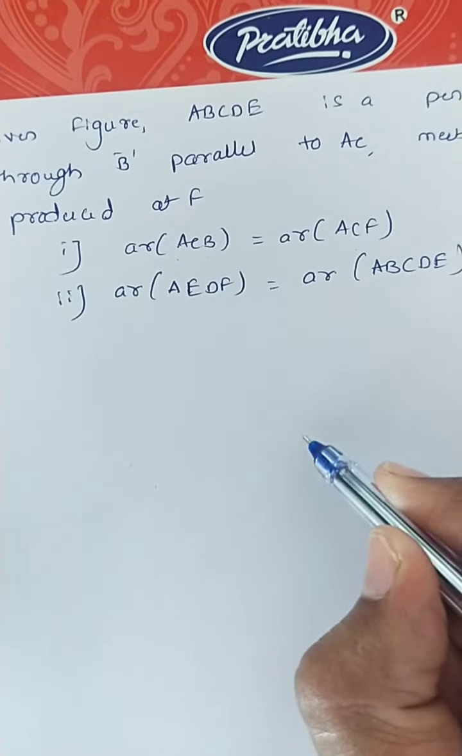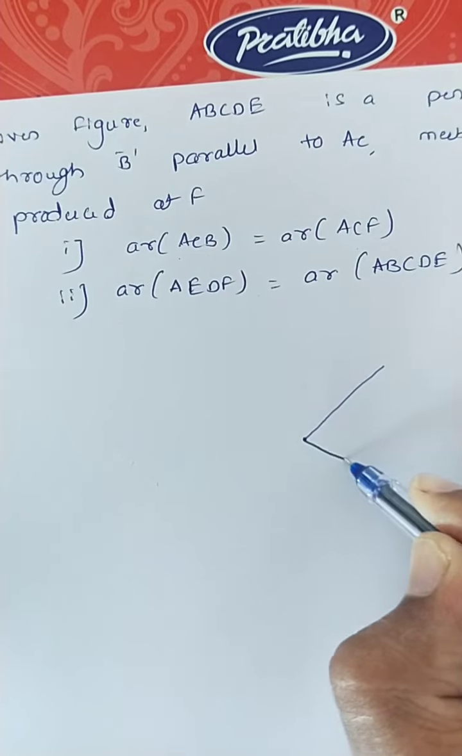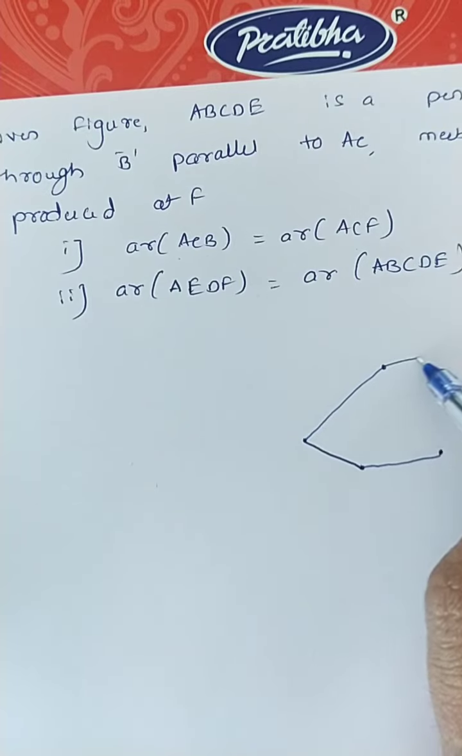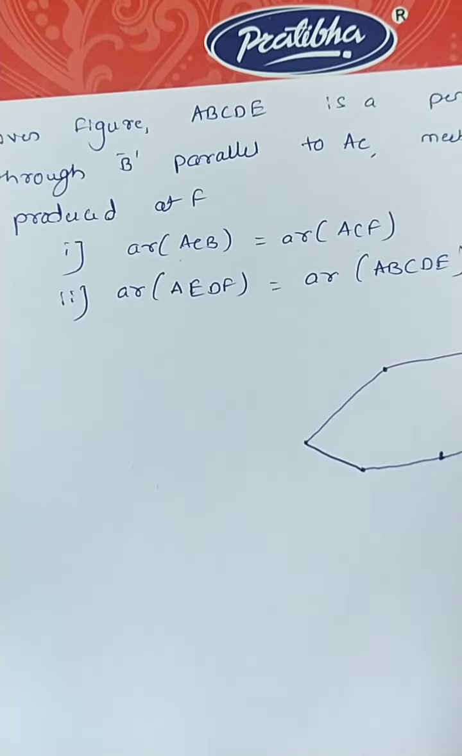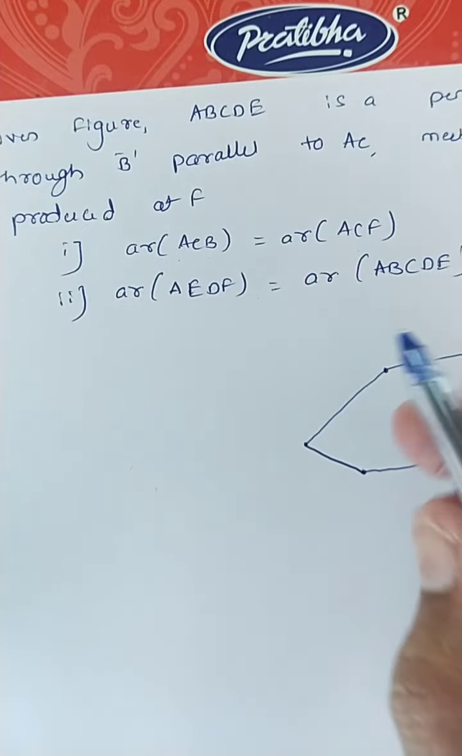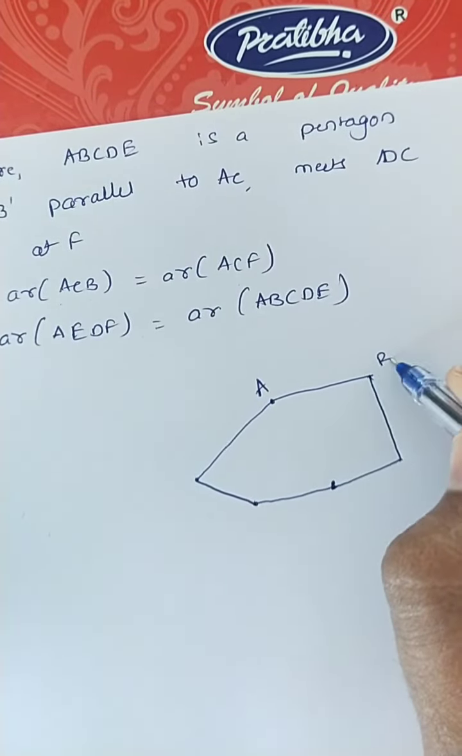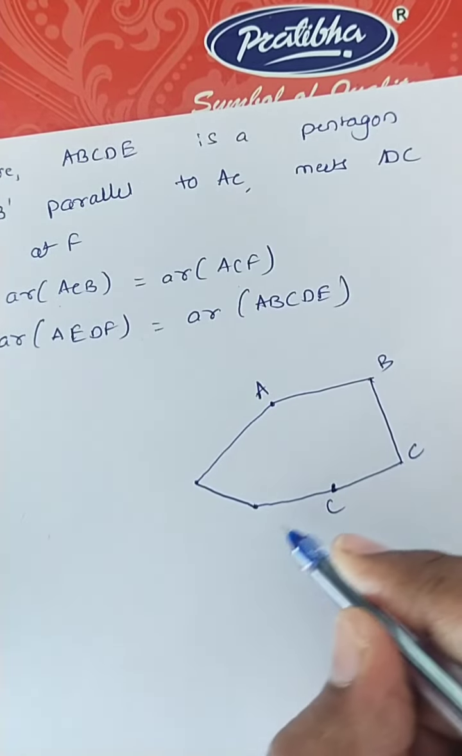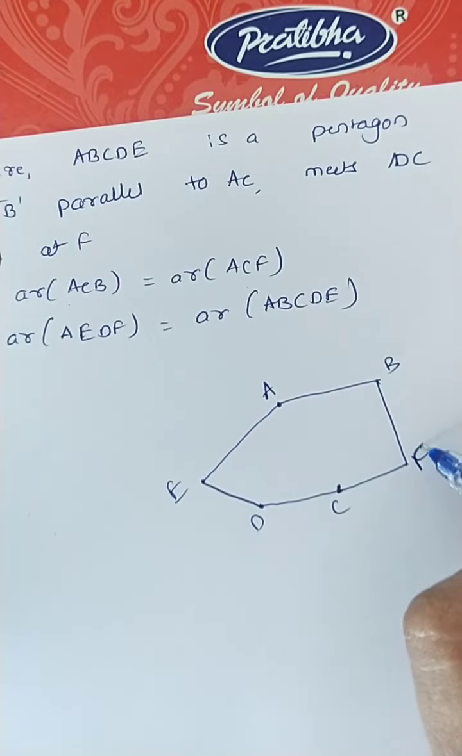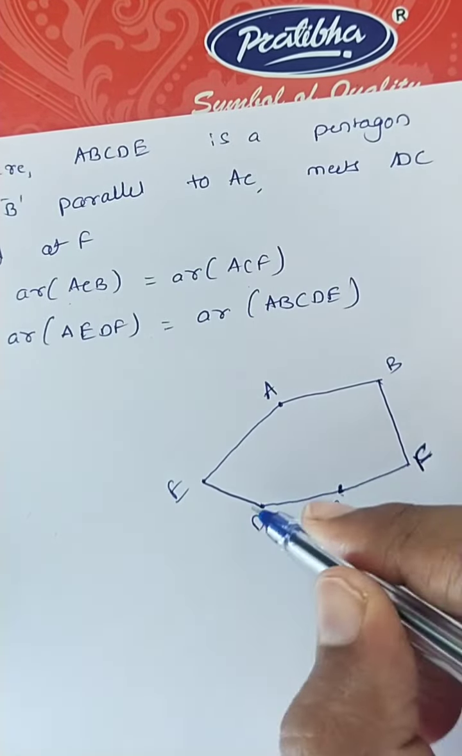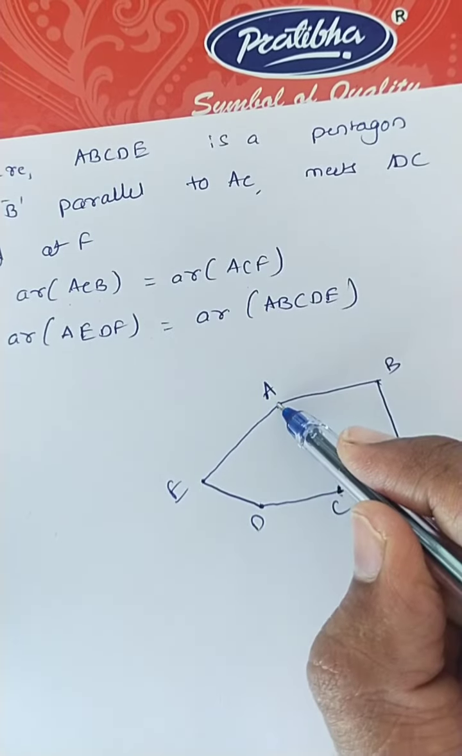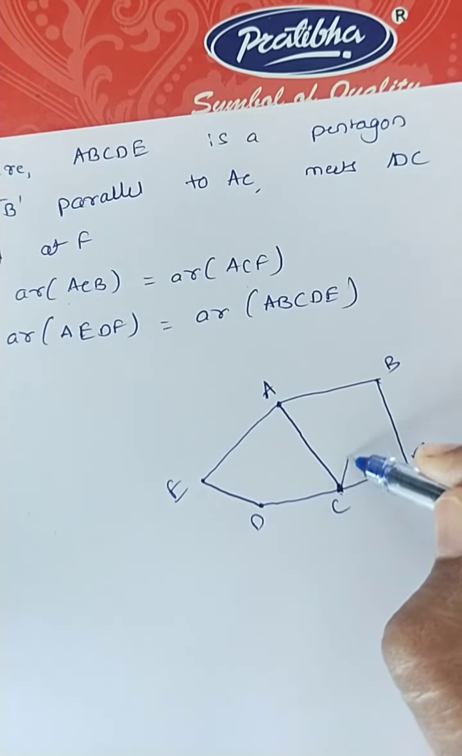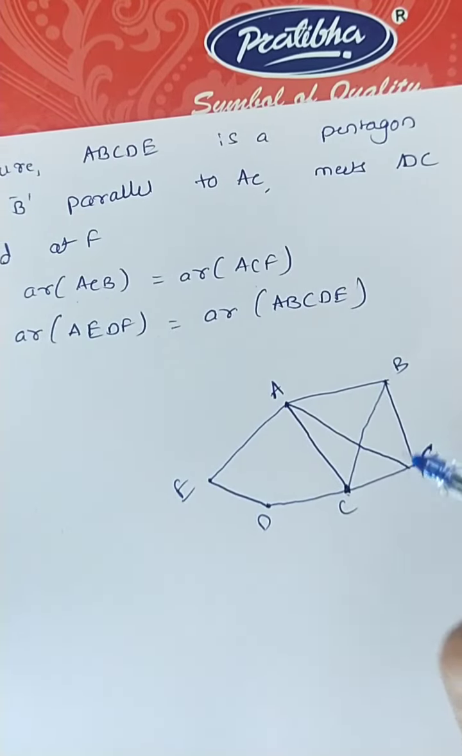Firstly, we will draw one pentagon. So this is the pentagon. I will call these vertices A, B, C, D, E, and this is F. A, B, C, D, E, F. I will extend the line AC. AC is parallel to BF, and just join the diagonals AF and BC.